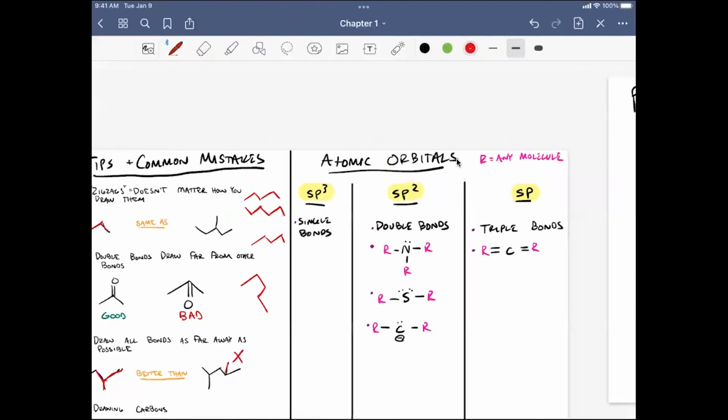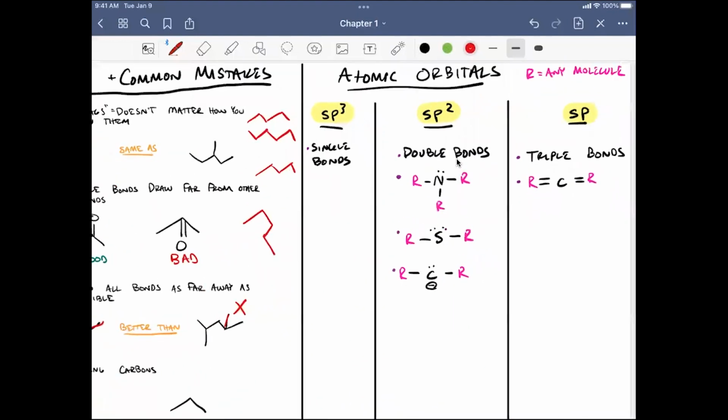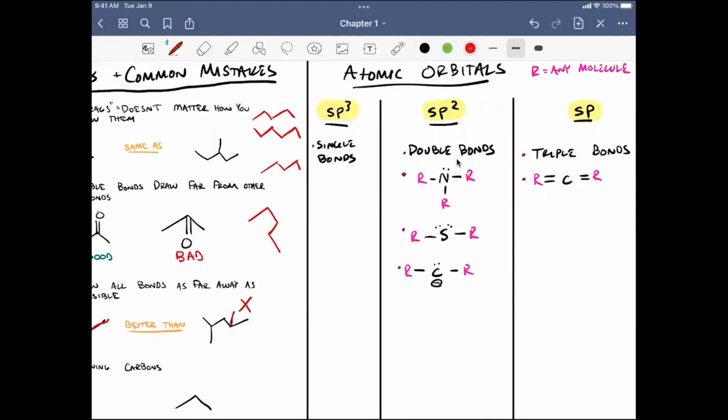All right. Last thing before some practice problems are these atomic orbitals. So you guys have definitely seen these in your general chemistry classes, but you have to know what the atomic orbitals are to go through organic chemistry.